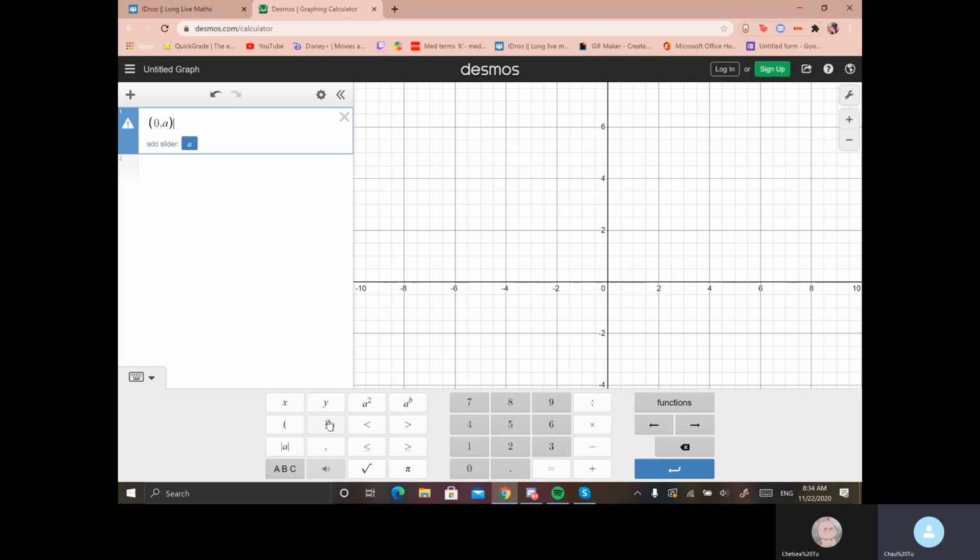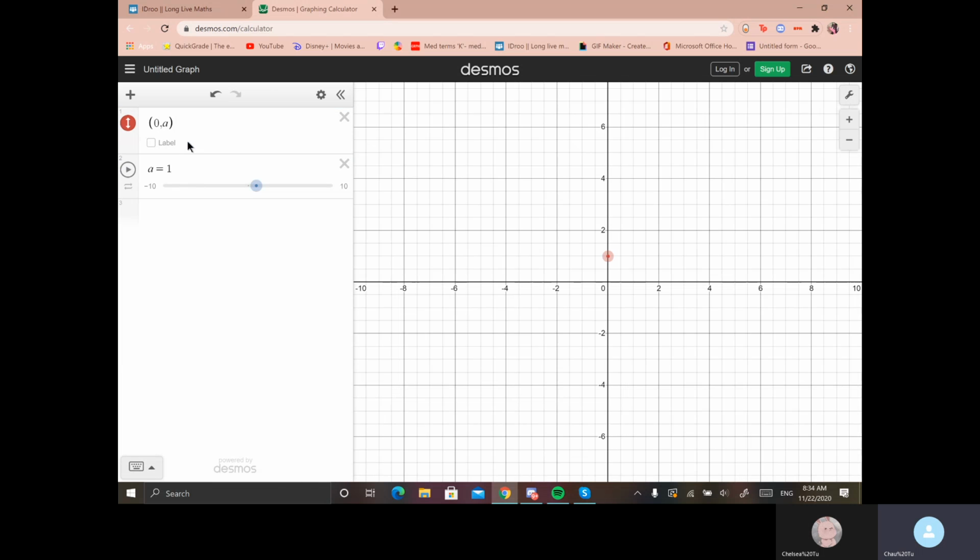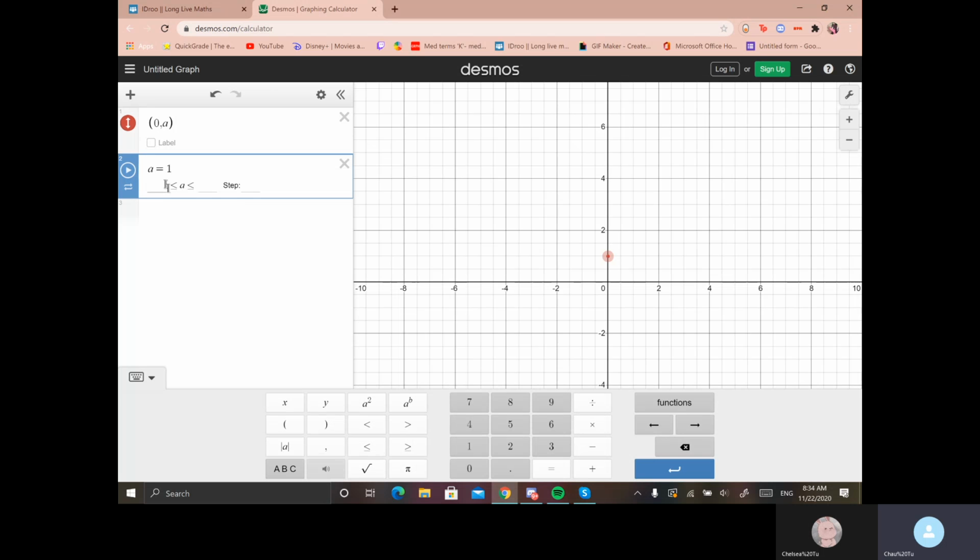Okay, so add our slider, and then limit our slider from 0 to 10, because the maximum length is 10. 0 to 10. Scroll, yeah, from 0 to 10.